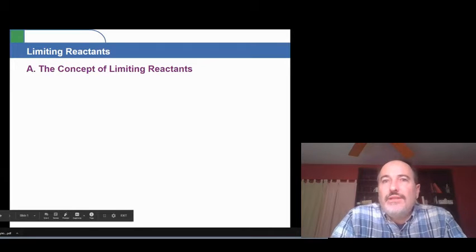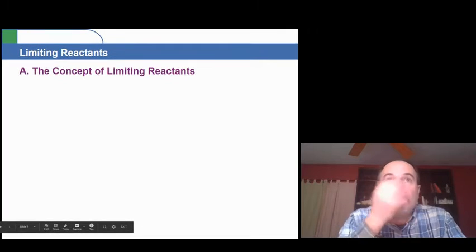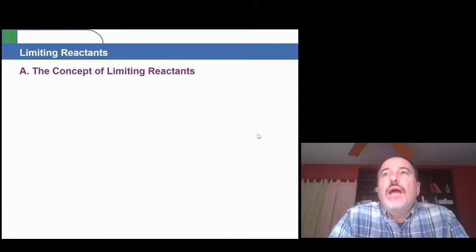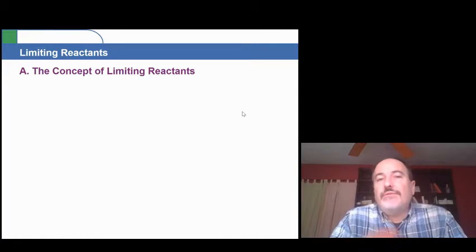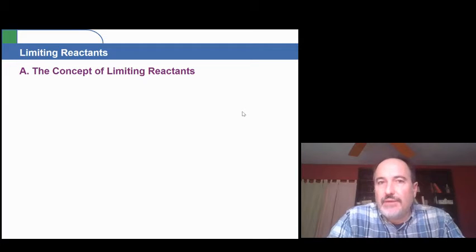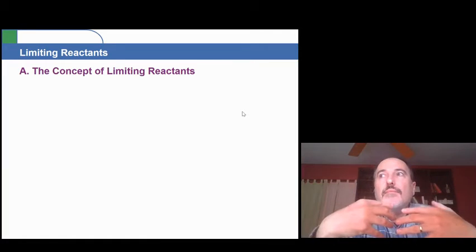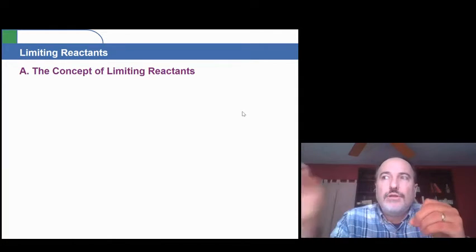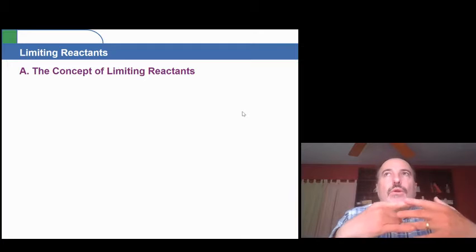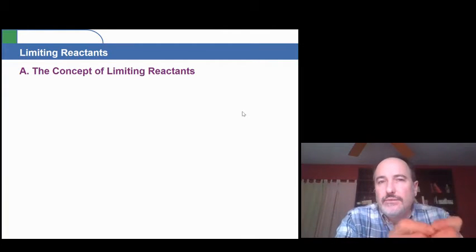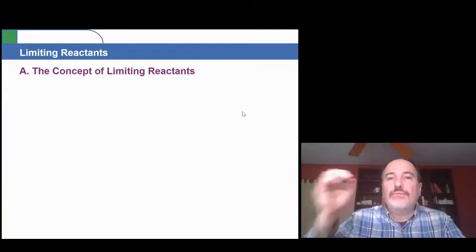So, with that, we're going to talk a little bit more about this concept of limiting reactants. Now, up to this point, whenever we've done any of the stoichiometry problems, all of the problems have only said that, hey, look, if you start at this starting point and you have this amount, how much product will you get? Or what reactant do you need?